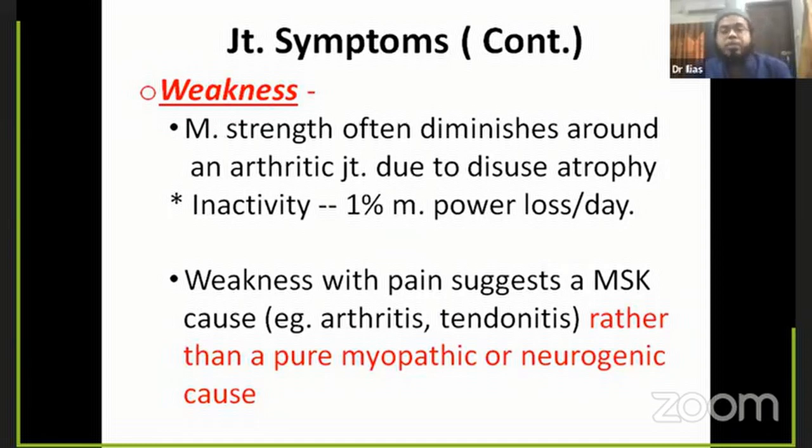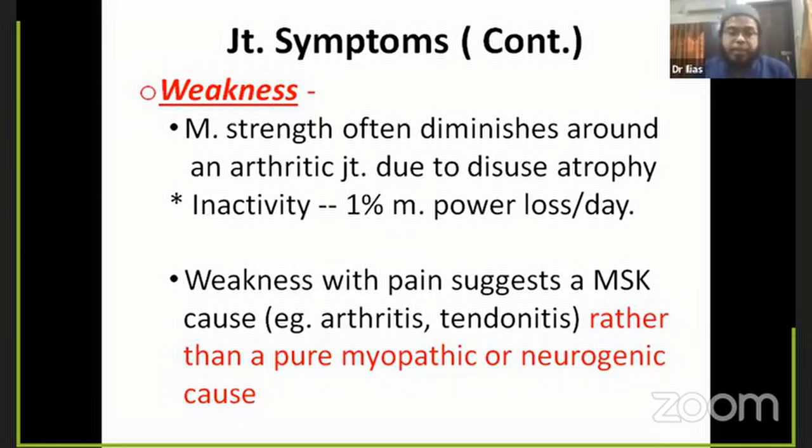Suggest a musculoskeletal cause, mind it. But if the weakness is not associated with the pain, we might think of a myopathic or neurologic cause. But whenever the muscle weakness is there along with the pain over the specific joint site, we might have to think of arthritis or tendonitis.